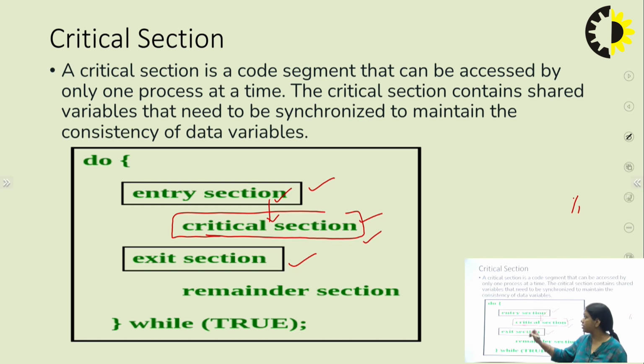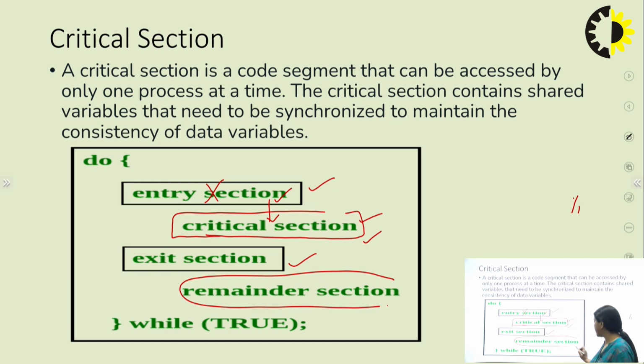If this condition is not satisfied, then the process cannot enter its critical section. And when the critical section is executed and the work is done, there should be an exit section, and the exit section will be executed. After the critical section, there is another section known as the remainder section. The remaining section is known as the remainder section. After executing the critical section, the process will execute the remainder section.